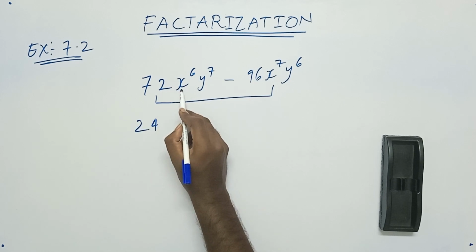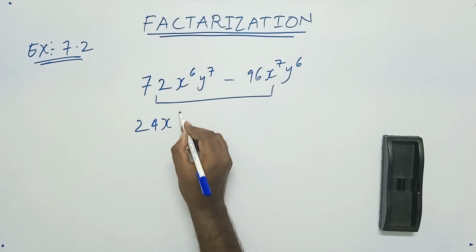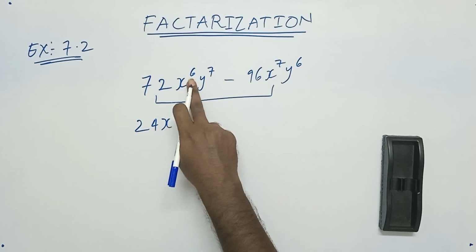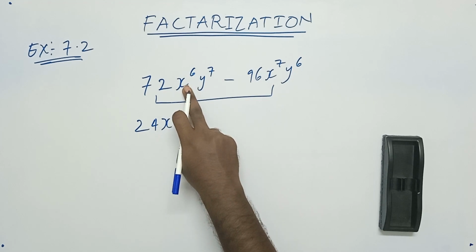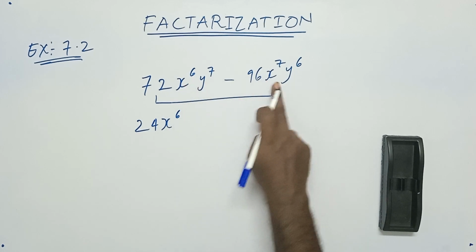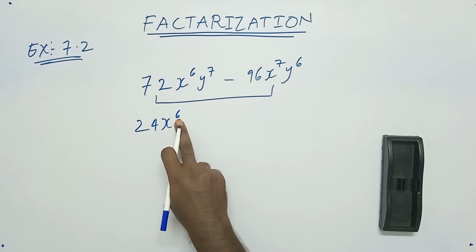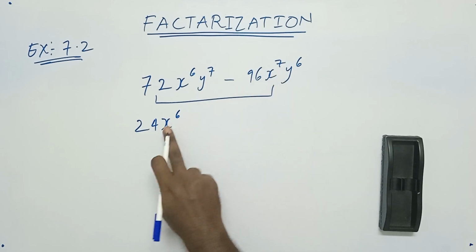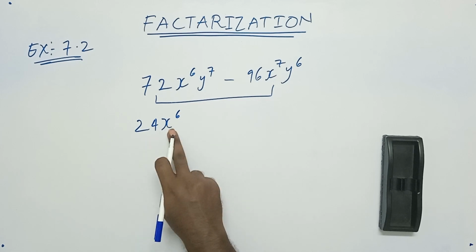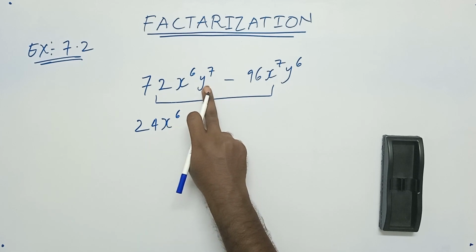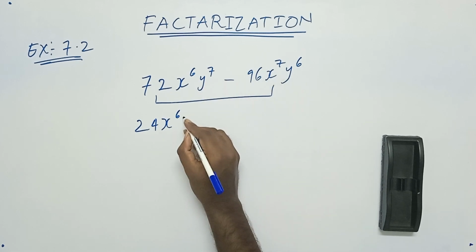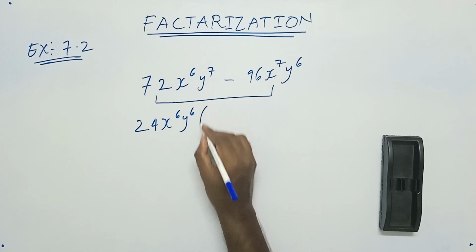And then x power 6, x power 7. What is the HCF of x power 6 and x power 7? Because we have to take the lowest, the least power of the variable will be our HCF. So the power is 6. 6 is smaller than 7. So that is why we are taking the variable x with its power as 6. So 24 x power 6. Now here we have y power 7 and y power 6. So what is the HCF of y power 7 and y power 6? Y power 6 is the HCF, right? So now we got the common factor.